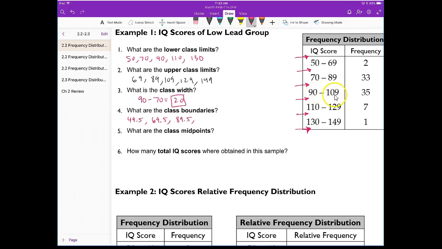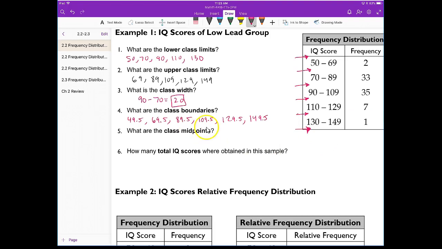And then the next one, between 109 and 110, would be 109.5. Between 129 and 130, that'd be 129.5. And for the last one, 149 is the upper class limit of the last class, so we'd have the last boundary being 149.5.